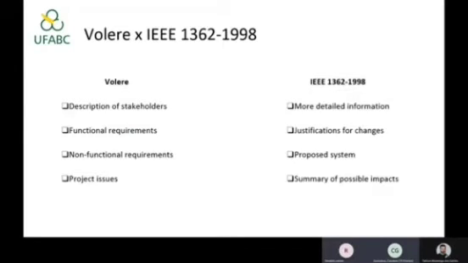Making a comparison between Volere and IEEE 1362, Volere addresses more the description of stakeholders, functional requirements, non-functional requirements, and project issues, while the standard IEEE 1362 provides more detailed descriptions of the current situation, justification for change, the proposed system, and a summary of possible impacts.